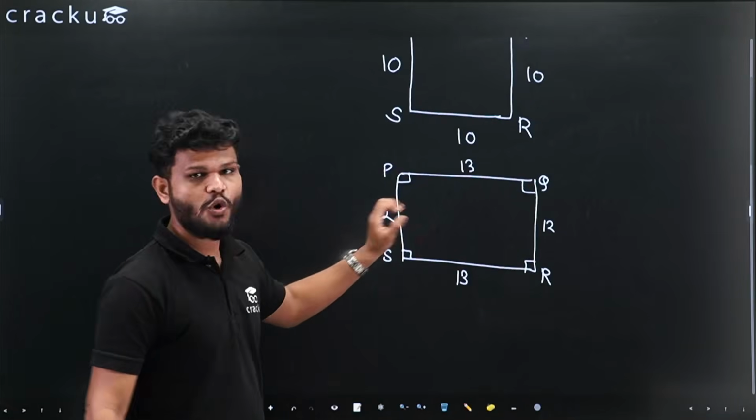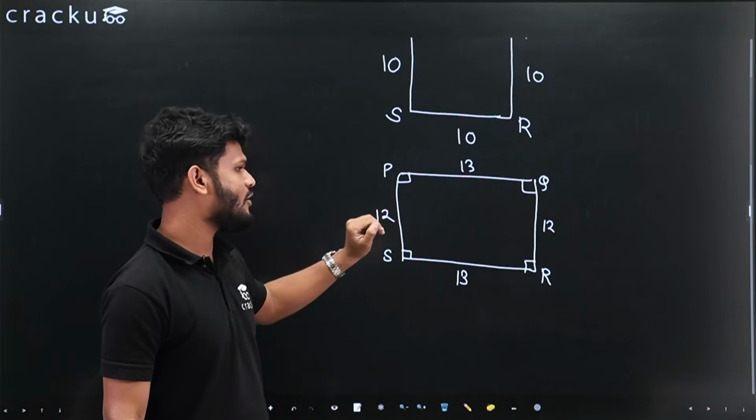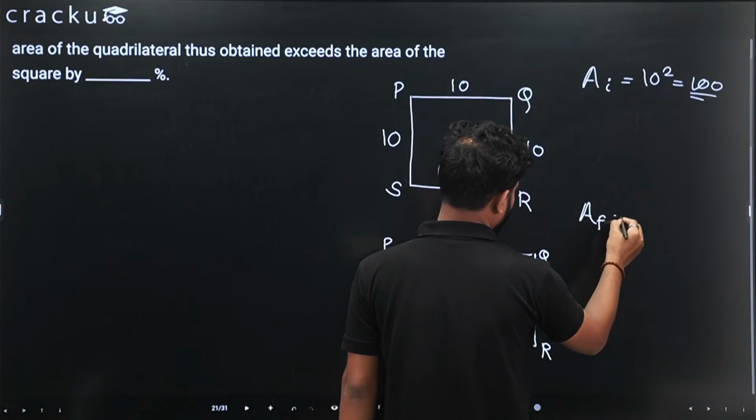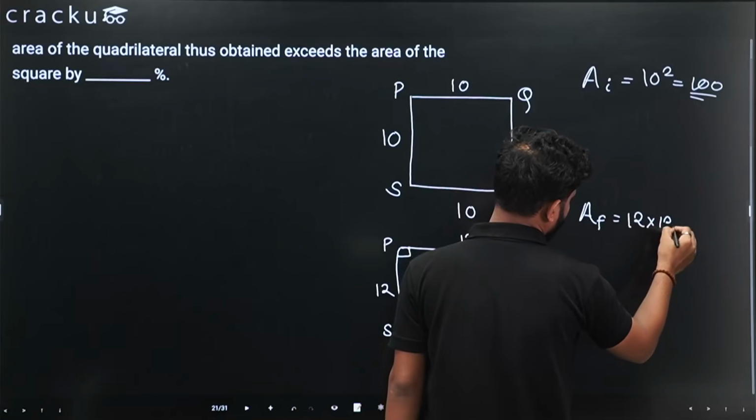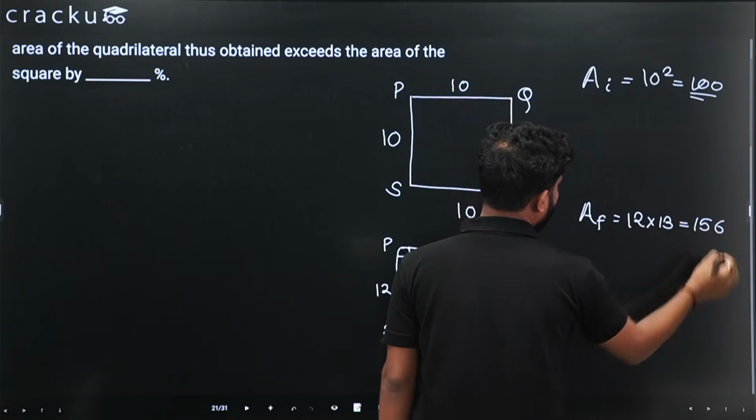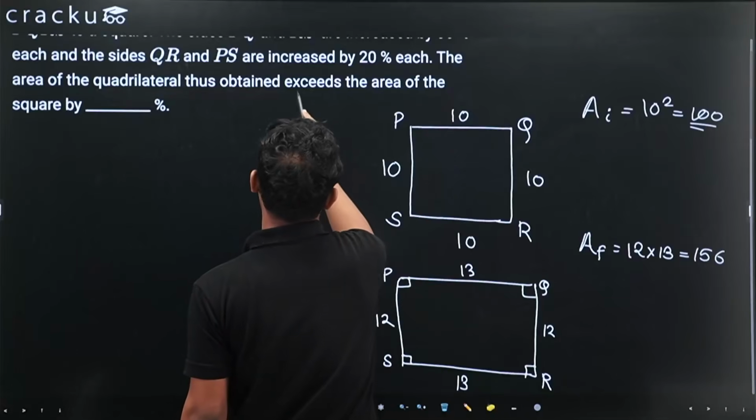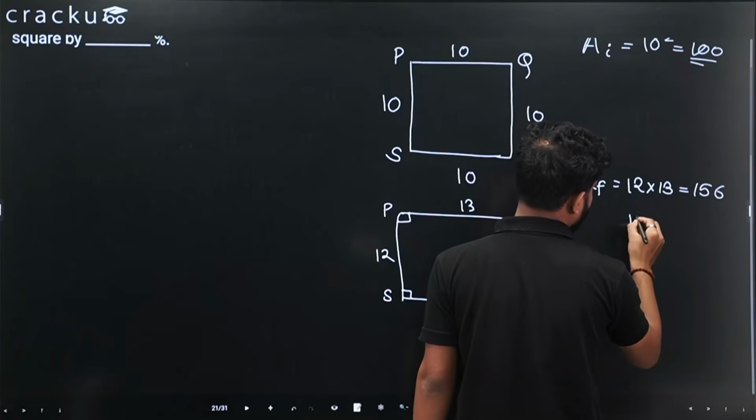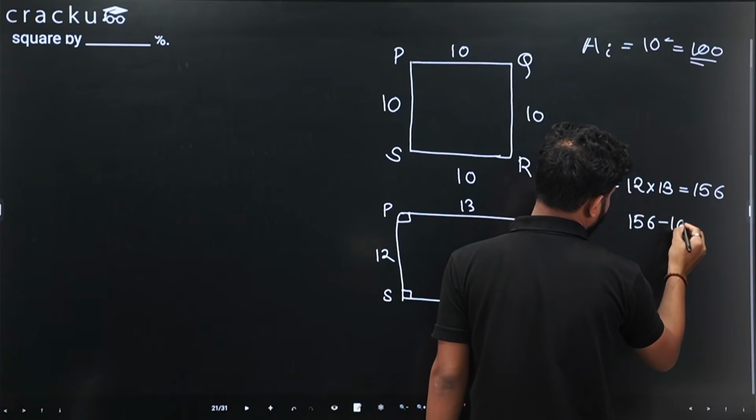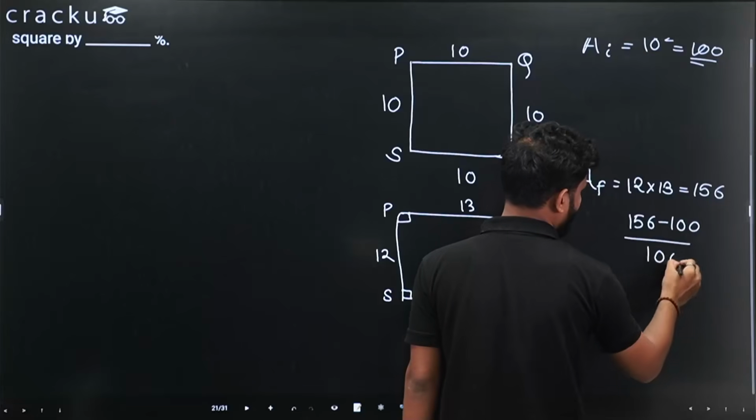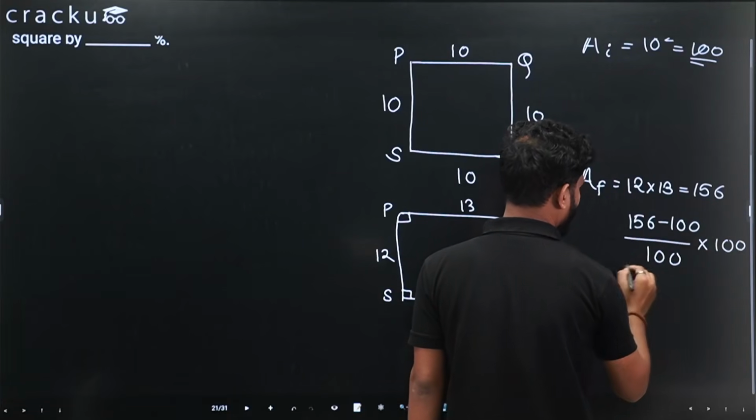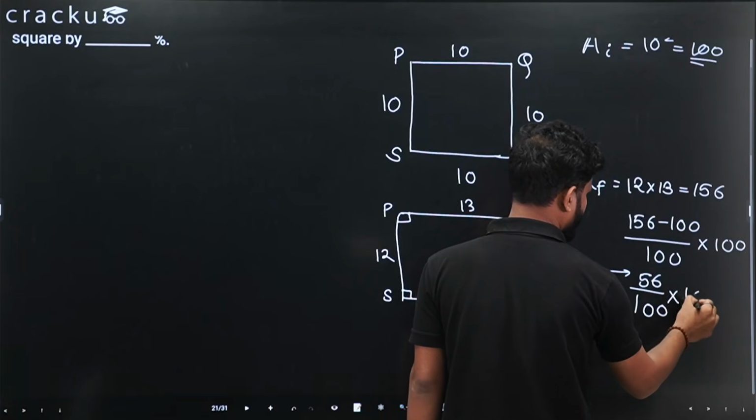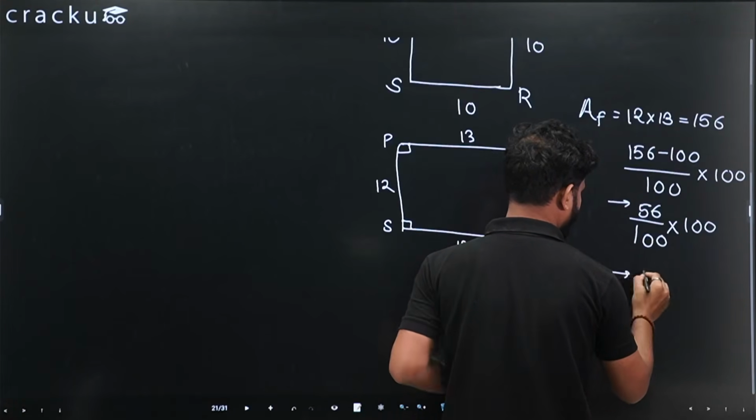Correct? So this is the new quadrilateral. What is the area of the rectangle? Length into breadth. So the final area will be 12 into 13, which is 156. What we need to find is the percentage increase in the area. So the initial area is 100, the final area is 156. The percentage increase will be final value minus initial value divided by initial value multiplied by 100. From here you get 56 divided by 100 into 100, which is nothing but 56%.